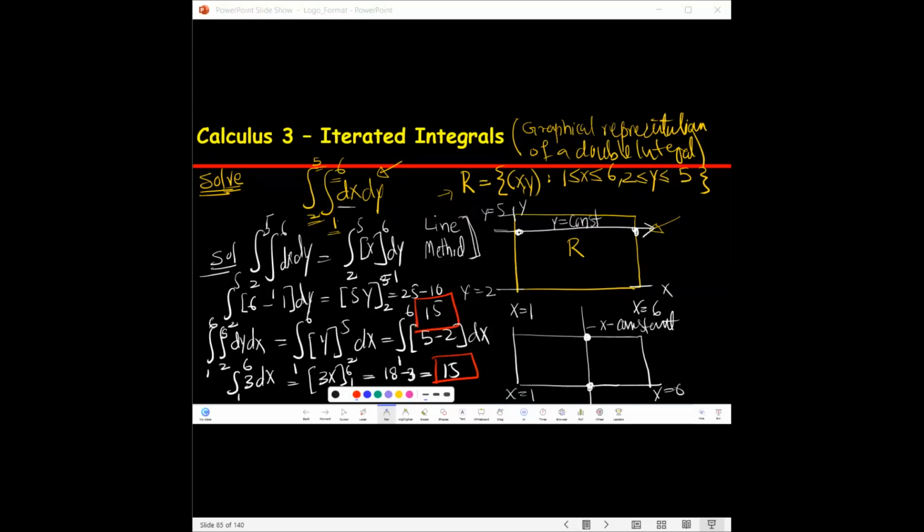Yeah. So it proved to me that I can change the operator, whatever the differential element I'm using, dx or dy, it should give me a similar answer.